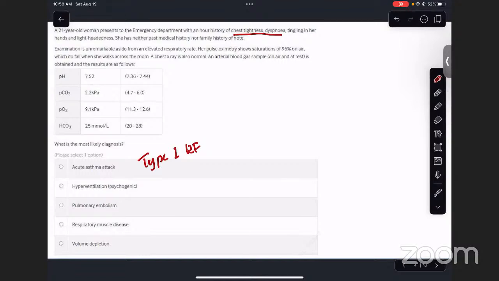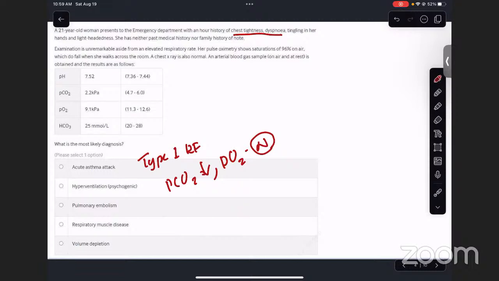It's more likely in this case: chest tightness, dyspnea, young female. Chest tightness, dyspnea, and tingling may be associated with hyperventilation or psychogenic hyperventilation. But in hyperventilation, there will be more and more carbon dioxide washout from the body, so PaCO2 will be reduced, but PaO2 will be normal. So it's not the answer either.